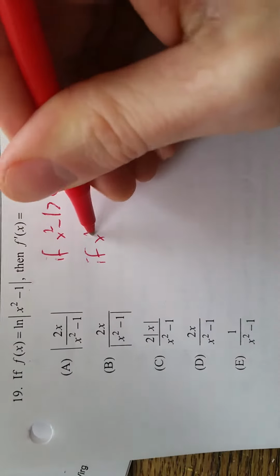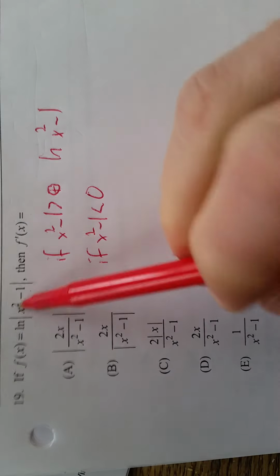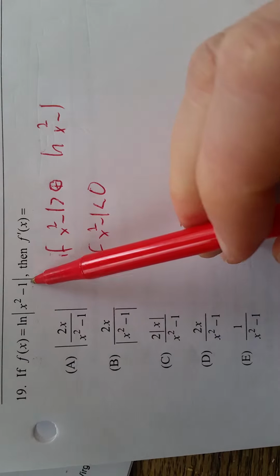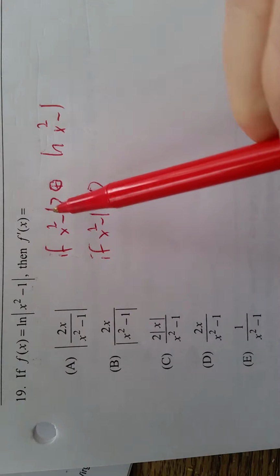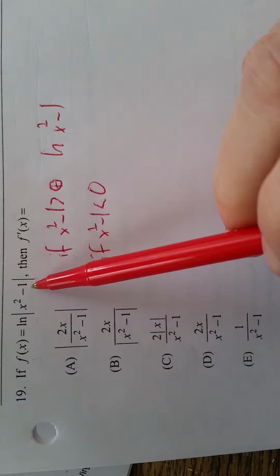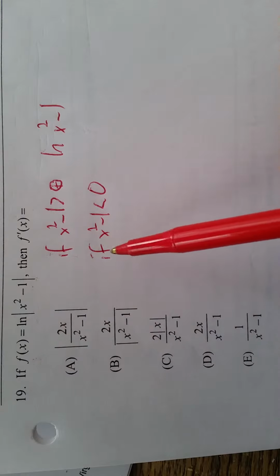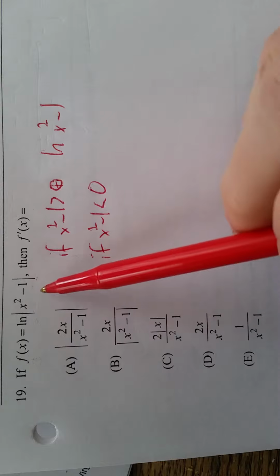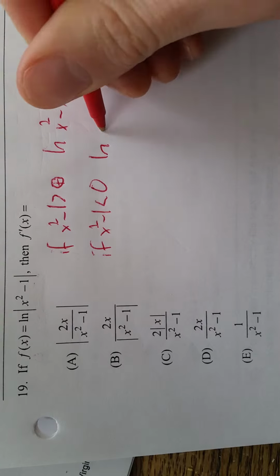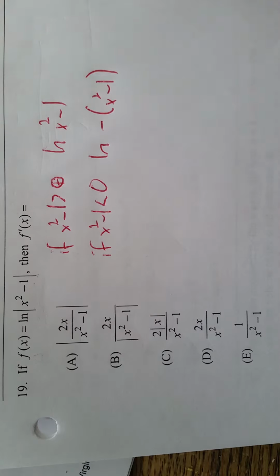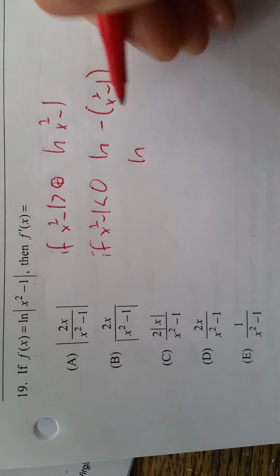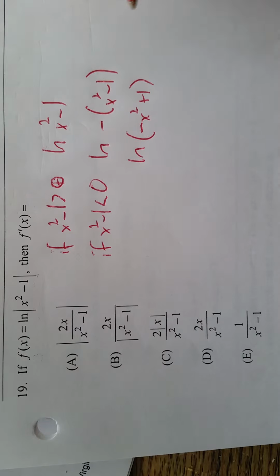But what happens if x squared minus 1 is negative? The absolute value brackets are going to take that value and make it positive. So they will take x squared minus 1 and take the opposite of it. That means if x squared minus 1 is less than 0, this becomes the natural log of the opposite of x squared minus 1. That's an important conceptual piece. The opposite of x squared minus 1 is the natural log of negative x squared plus 1.